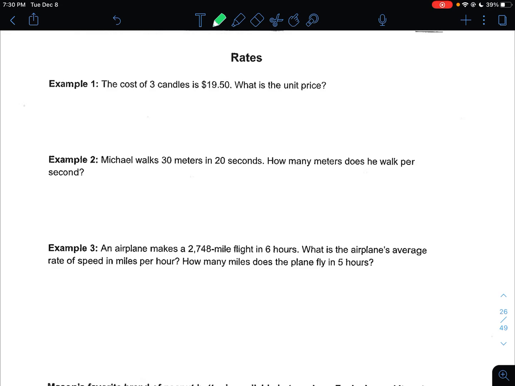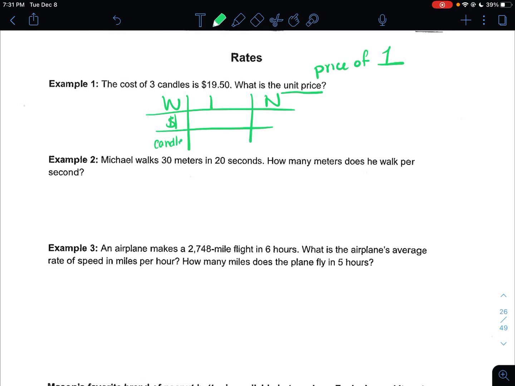Okay, so example 1 says the cost of 3 candles is $19.50. What is the unit price? So remember that the unit price is the price of one, or the price of one thing. So I want to make my hashtag. And money always goes on top in our hashtags. So we're talking about dollars, and then we're also talking about candles.